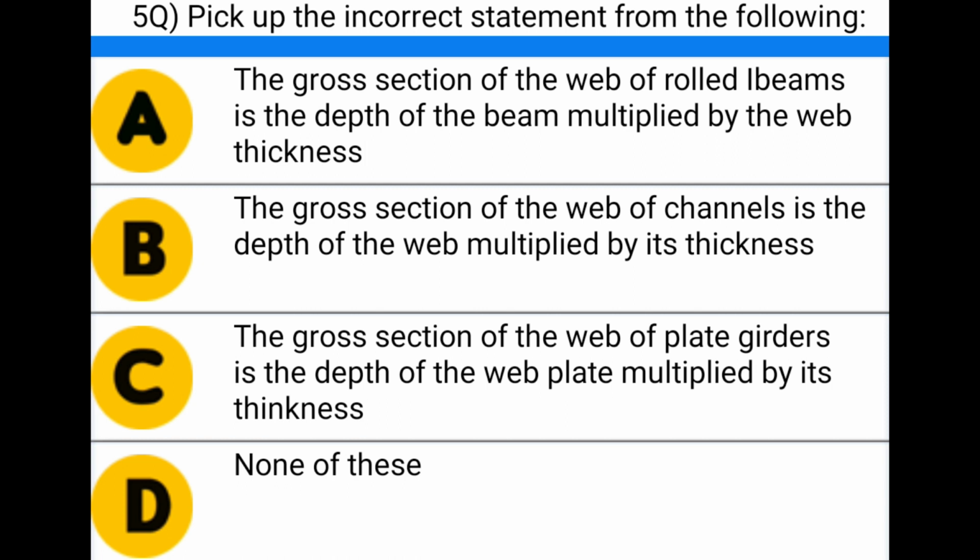Pick up the incorrect statement from the following. Option A, the gross section of a web of rolled beams is the depth of the beam multiplied by the web thickness. Option B, the gross section of the web of channels is the depth of the web multiplied by its thickness. Option C, the gross section of the web of plate girders is the depth of the web plate multiplied by its thickness. Option D, none of these.